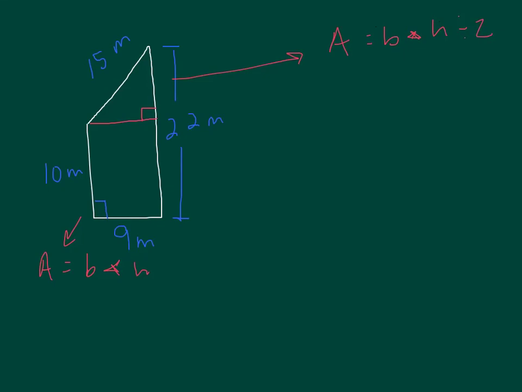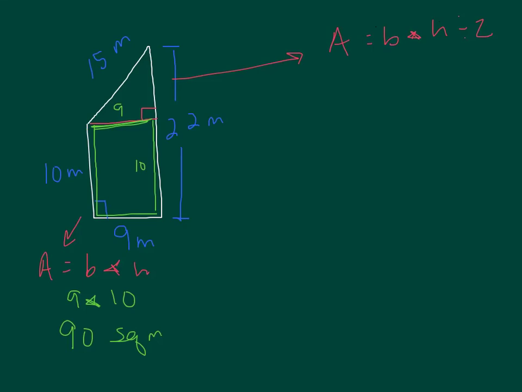So let's get to the rectangle. I know this part is 10, this part is 9, this part is also 10, and this part is 9. To make my life a little bit easier, I'm going to label the 9 here for this part and the 10 here for this part. So I know my base is 9 and my height is 10, so the area of my rectangle is 90 square meters.